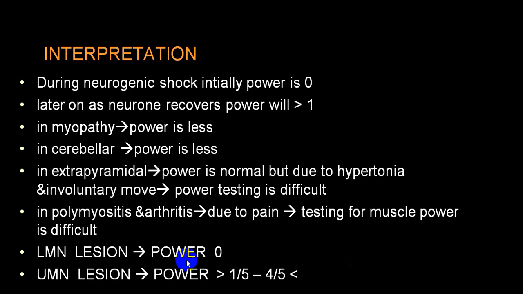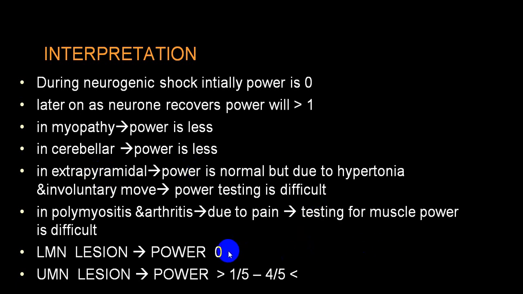Power 0 is very frequently seen in a classical lower motor neuron lesion, and reduced power, less than 5 but more than 1, is very frequently seen in an upper motor neuron lesion. Power will also be reduced in myopathy and in cerebellar disorders. There will also be an effect on the power because of increased tone in the muscle due to extrapyramidal disorders.